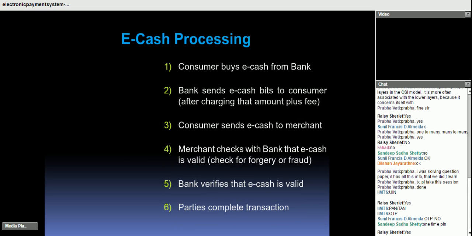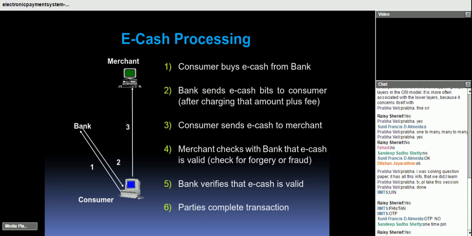E-cash processing. Consumer buys e-cash from bank. Bank sends e-cash bits to consumer after charging that amount plus fee. Consumer sends e-cash to merchant. Merchant checks with bank that e-cash is valid. Bank verifies that e-cash is valid. Parties complete transaction. From consumer to bank and from bank to consumer. Then from consumer to merchant, merchant to bank, and from bank to merchant.